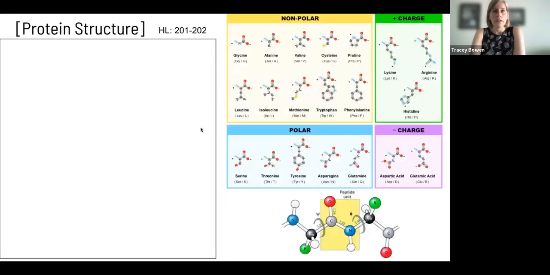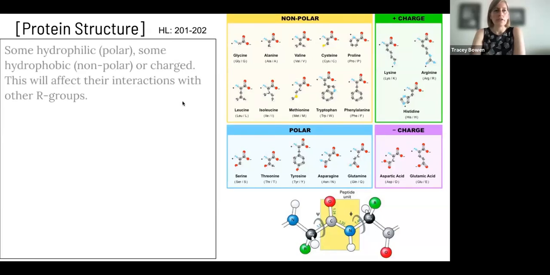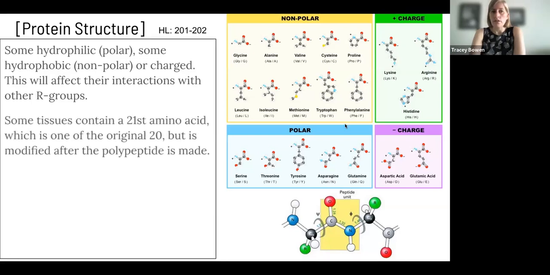So HL students, going forward, protein structures, we need to know about the primary, secondary, tertiary, and quaternary structures. So some of our amino acids are hydrophilic, they're polar. Some are hydrophobic, they're nonpolar. And this is going to affect their interactions with other R groups. Some tissues contain a 21st amino acid, which is one of the original 20, but it's modified after the polypeptide is made.